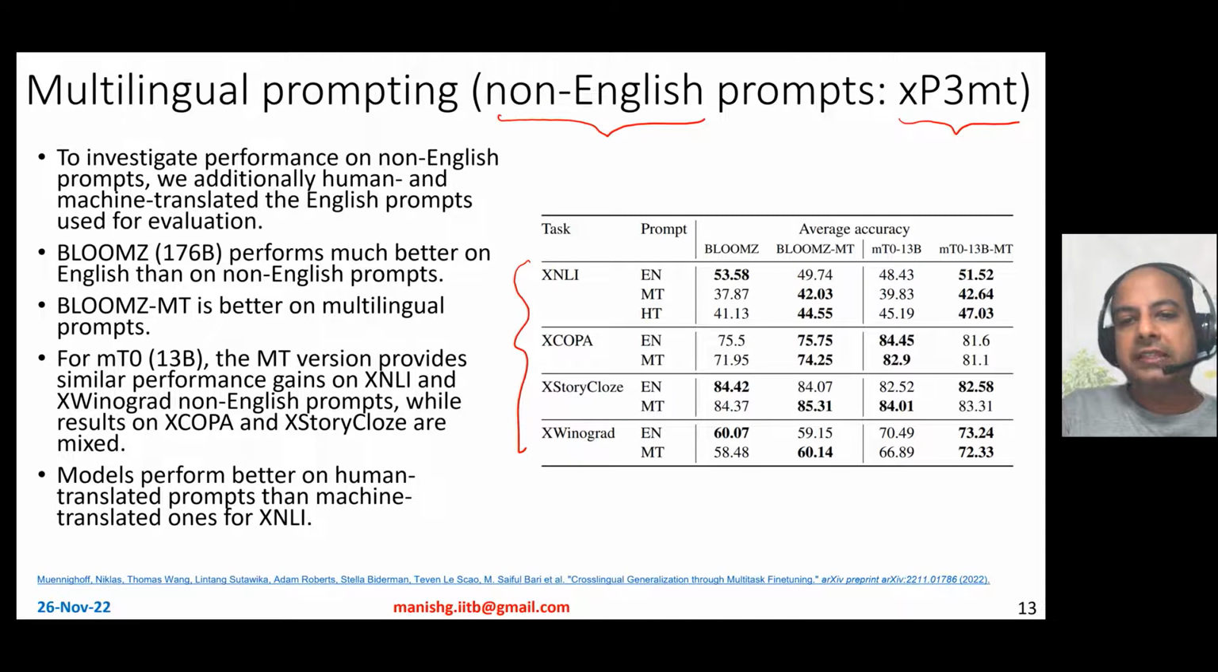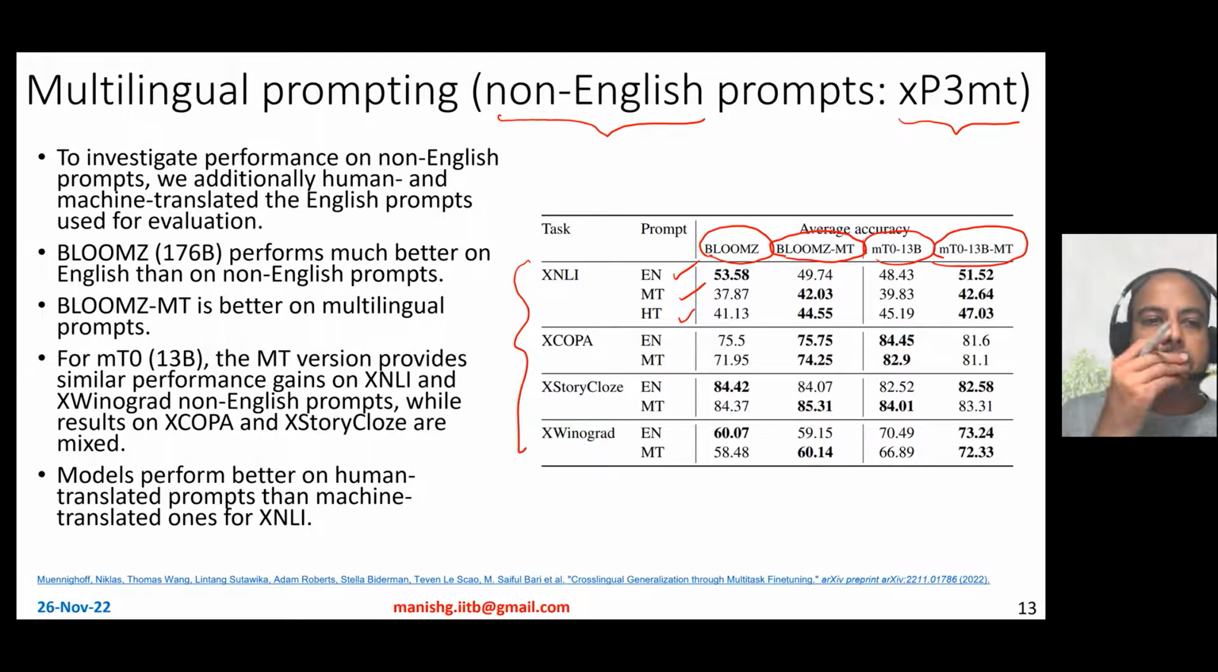Okay, and here are these four different tasks which have been shown. What you also have are the prompts in English at test time. Are the prompts MT, or machine translated, or are the prompts human translated? In fact, it turns out in some of those cases they also got prompts human translated. And then you see the accuracies for BLOOMZ and BLOOMZ MT, versus MT0 and MT0 MT. So what do you observe here?